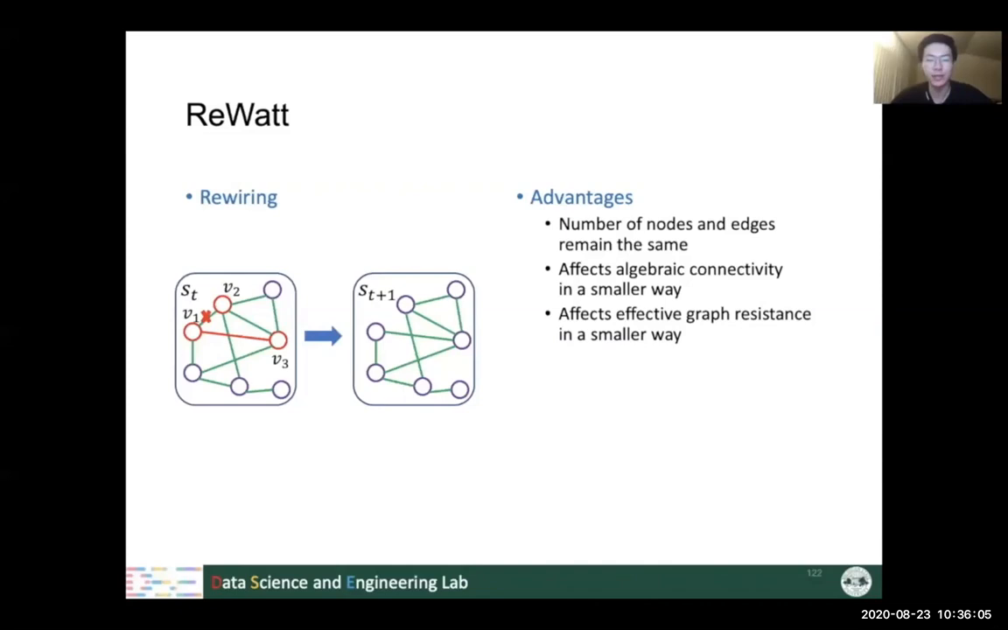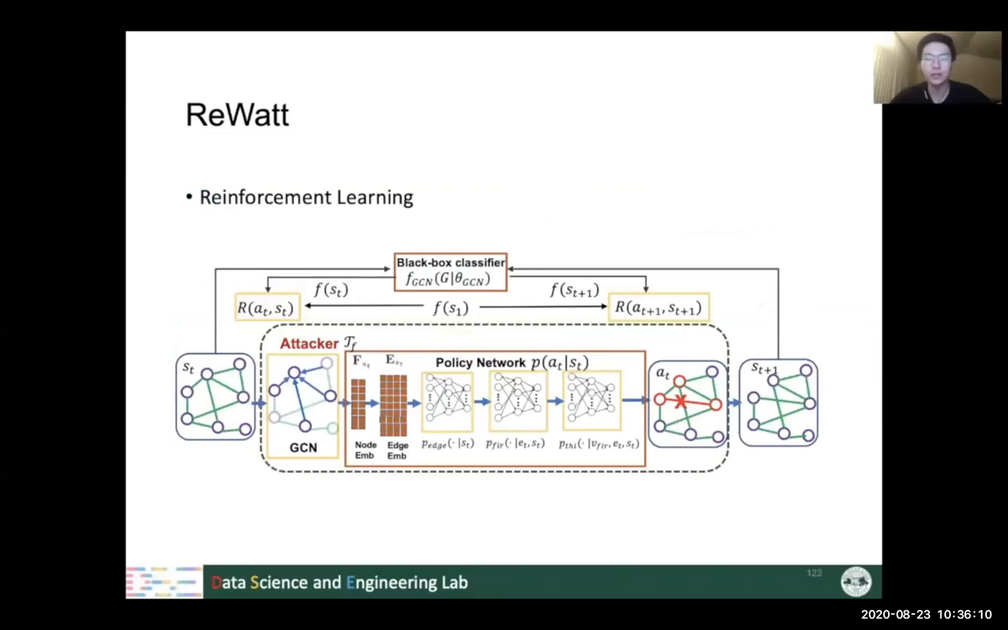Reward employs reinforcement learning to guide the generation of attacks. It first uses GCN to get node and edge embeddings, and through a policy network, it will output the nodes to be rewired. Based on the perturbed graph, the reinforcement learning agent will receive a reward. By optimizing the reward, it can generate the final perturbed graph. So that is the details of reward.